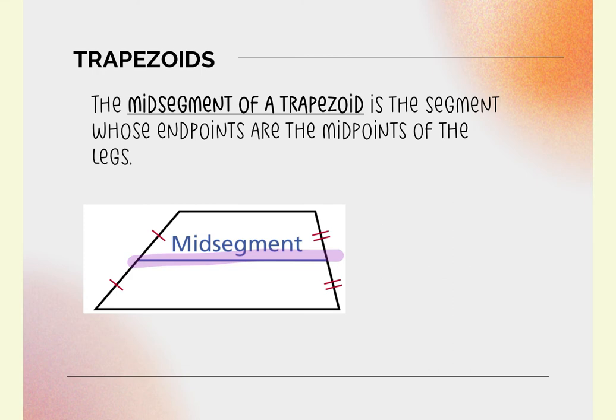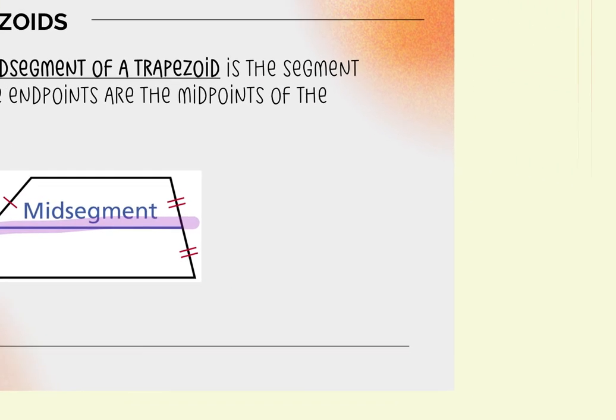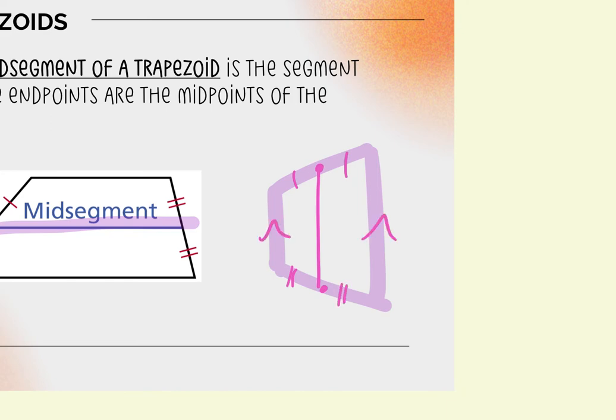So it wouldn't be like a vertical? If the trapezoid was turned, it could be. The trapezoid's not always going to have the parallel sides at the top and bottom. You could have parallel here. But it only splits the legs. It has to split the legs, yep. So this would be congruent to this, this to this. And then these would be the parallel ones.